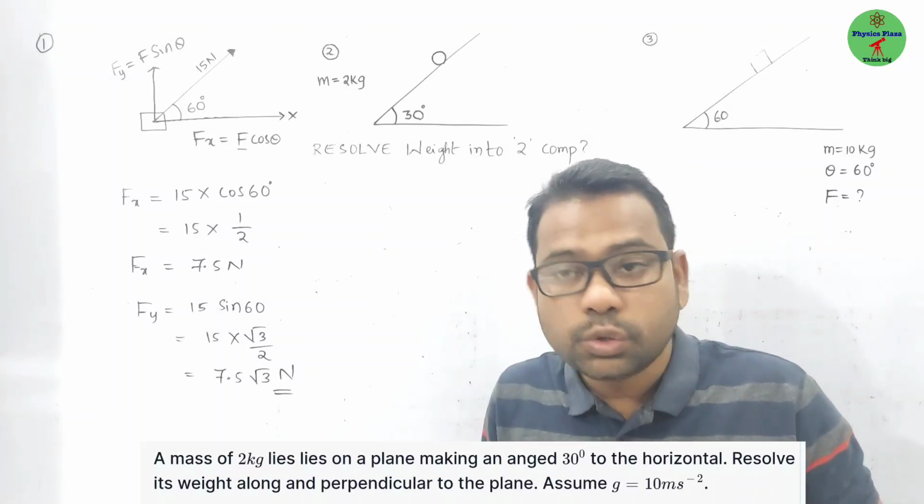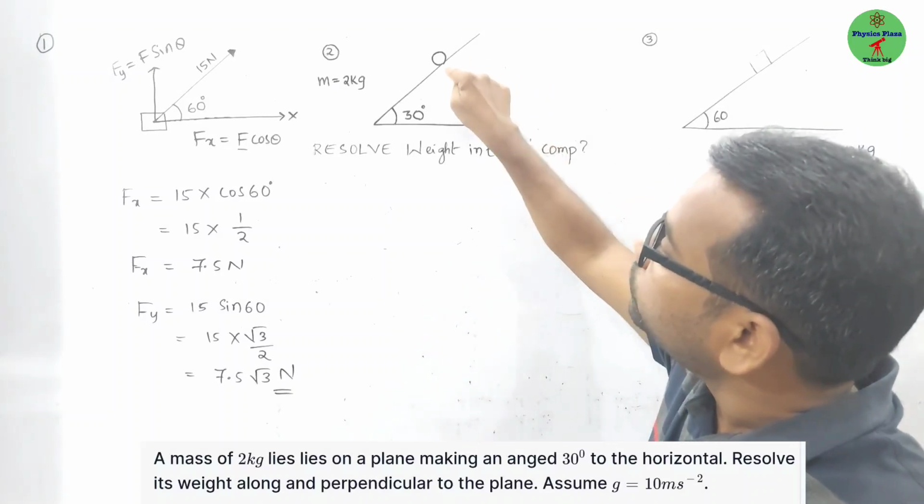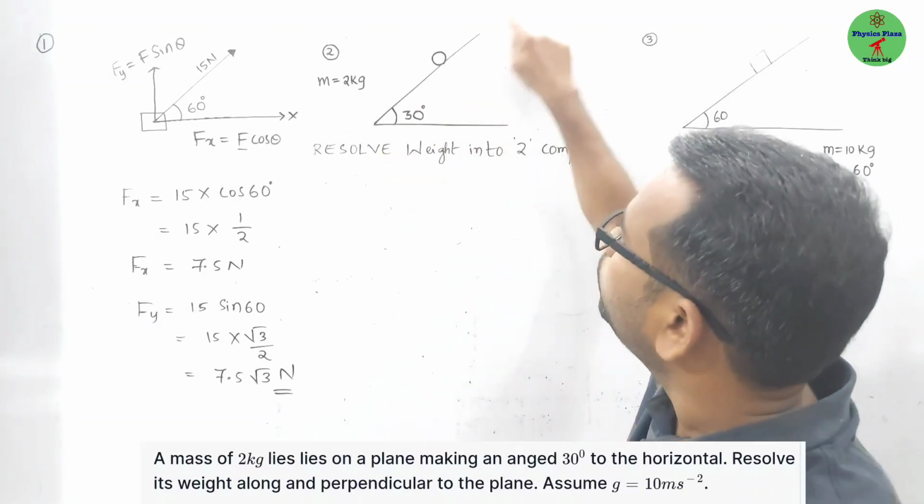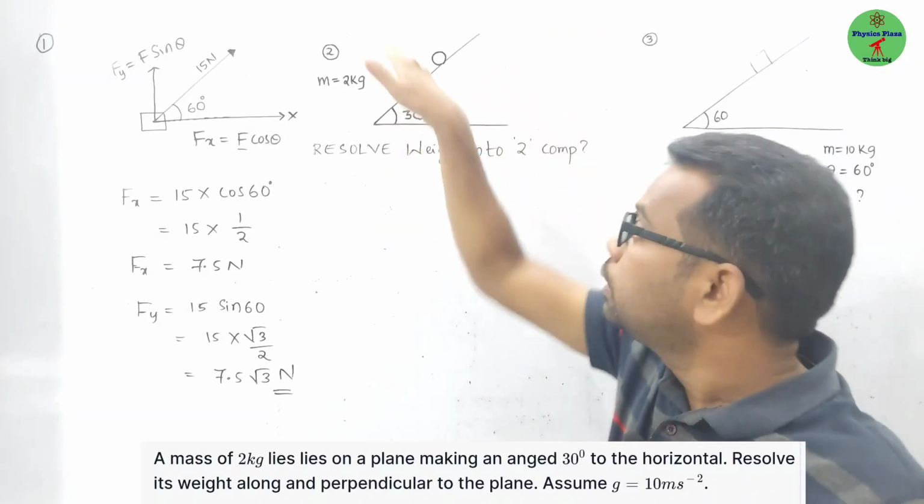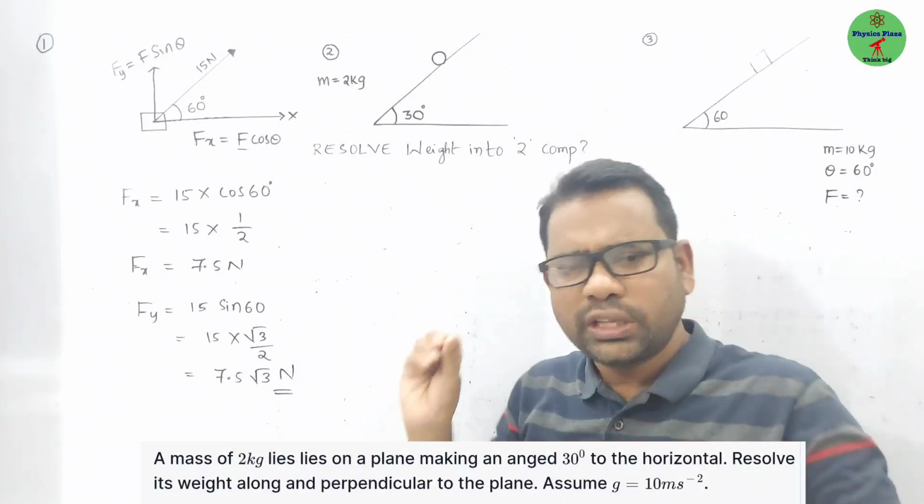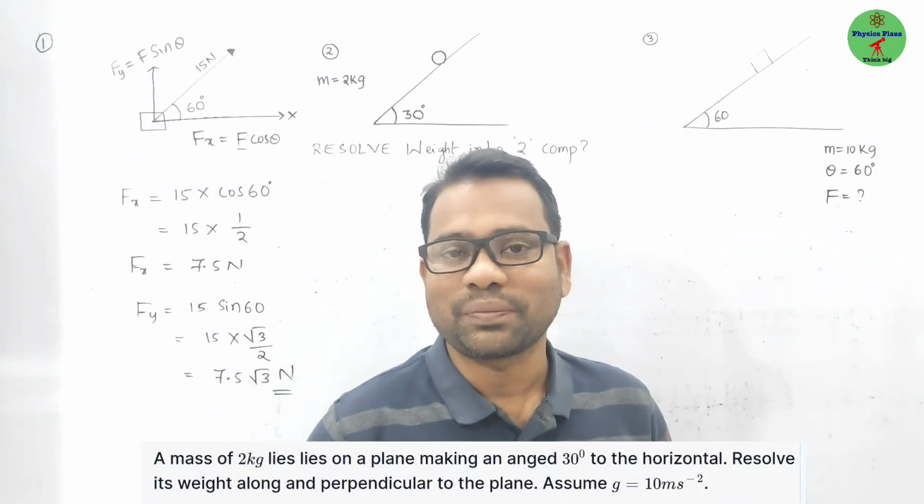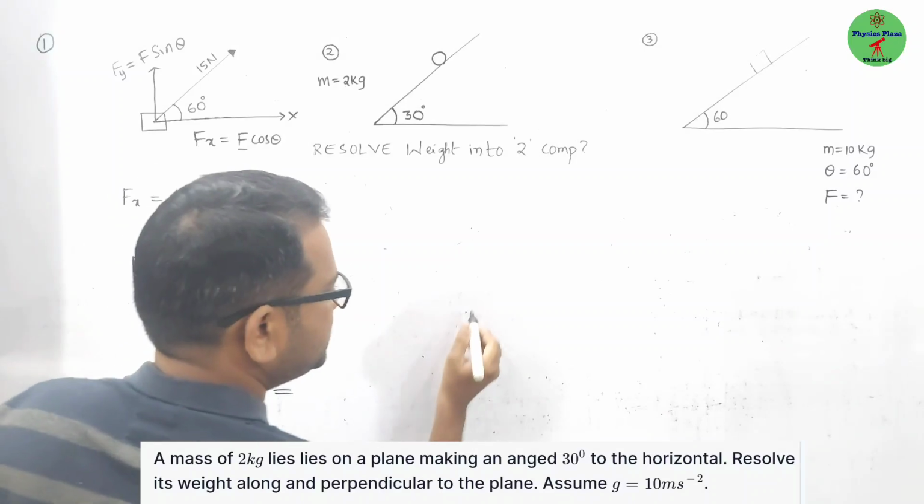Now they are asking us to resolve the weight of the body into two components. One should be parallel to the plane, another should be perpendicular to the plane. Children, these are very important and most of the students get confused here only. Let us see here. First let us take a general one.